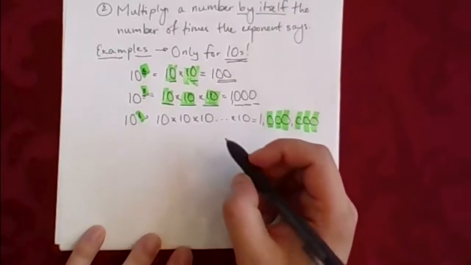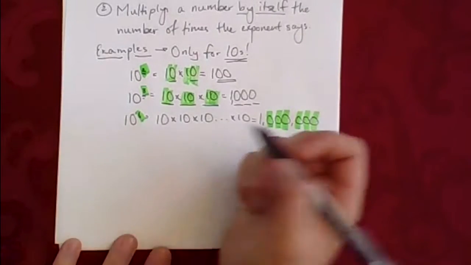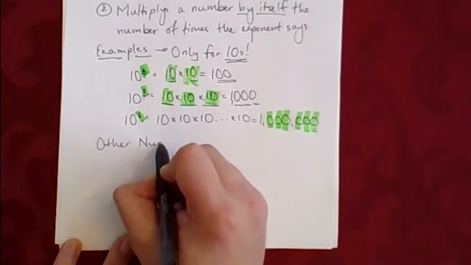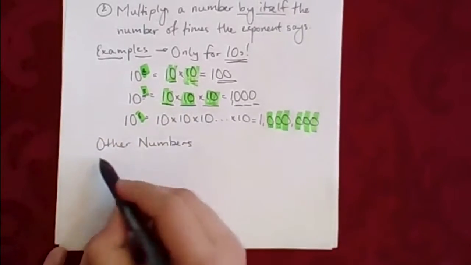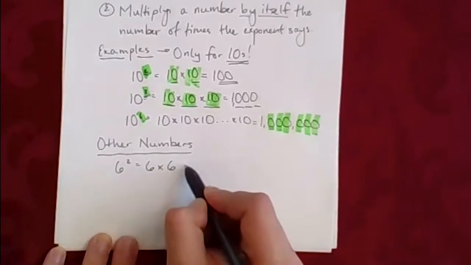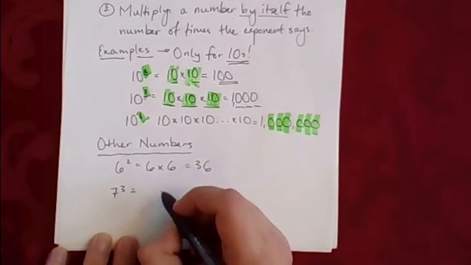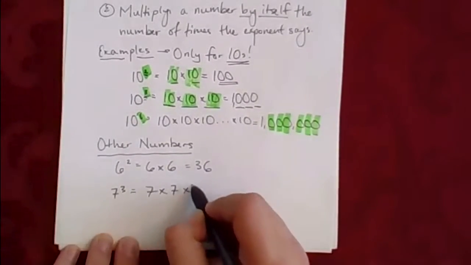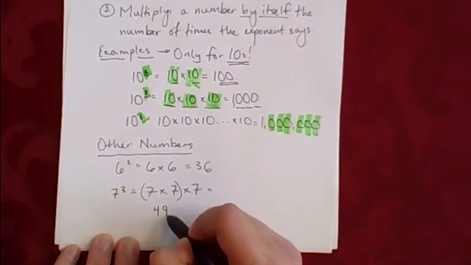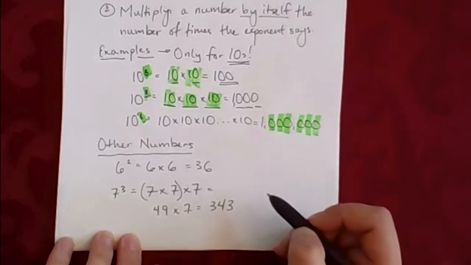Now, how this works for other numbers, so that's the relationship between tens and zeros. How this works for other numbers, same thing, it just doesn't have a cool trick like the tens do. So if I have 6 to the second, that's like 6 times 6, which is 36. If I have 7 to the third, or 7 cubed, I have 7 times 7 times 7. I could break it up. I could do 7 times 7 is 49, times 7, my answer will be 343.